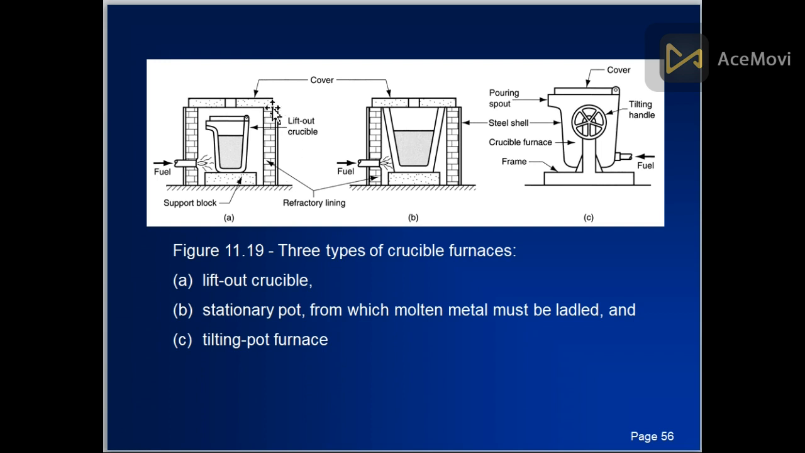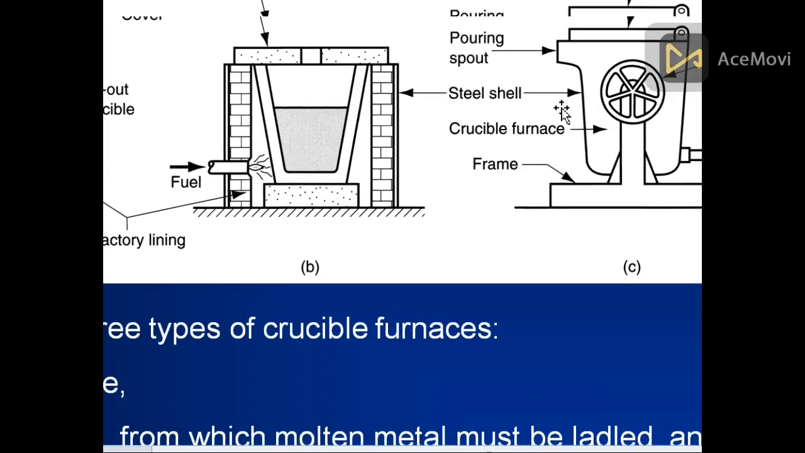This is the lift-out crucible, that is removed, and the crucible is removed. The other one is the stationary pot. The pot is stationary. We will take the metal with some spoon or any other thing such as a ladle. The term here, not spoon, is ladle. And also the tilting pot furnace. This is the tilting pot. From this wheel we can rotate it and pour the metal from here, this is the pouring spout.